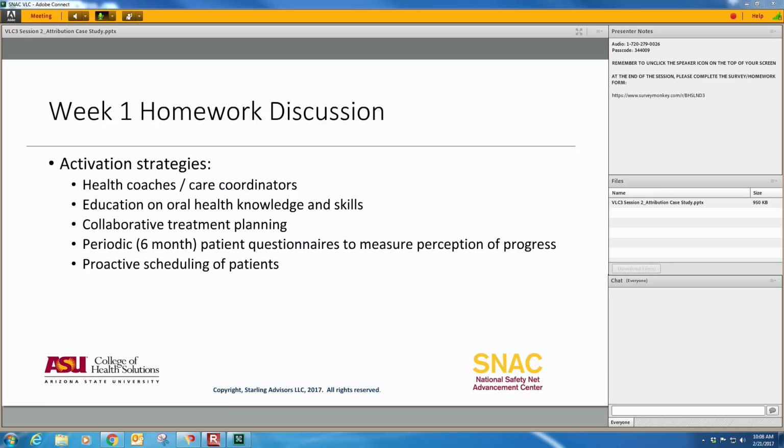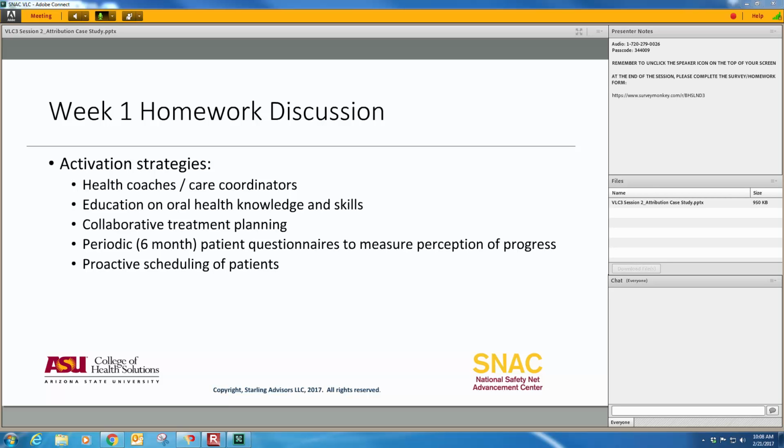One of the most commonly cited strategies was the utilization of non-clinician physician extenders, such as health coaches and care coordinators. Quite a bit of information was provided on the education component, meaning the availability of education tools and education resources for patients to be able to continue their care post-visit or post-treatment. A lot of focus on much more collaborative treatment planning, so patients and their families being involved directly in their care.